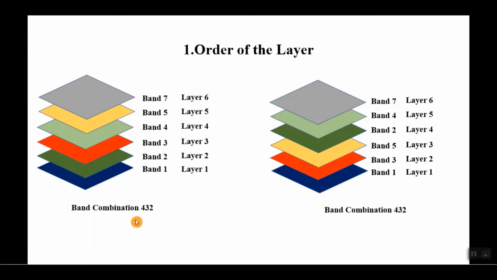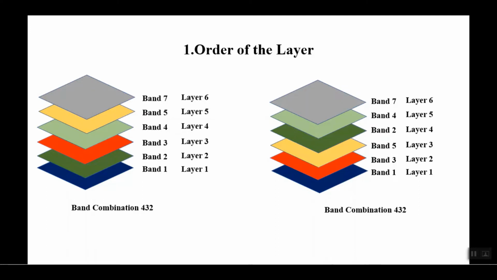For example, I apply the band combination of 432 on both of these sets. What happens? It will pick band number 4 as layer 4, band number 3 as layer 3 and band number 2 as layer 2. But we see this: layer number 4 is band number 2, layer number 3 is band number 5 and layer number 2 is band number 3. So it's compulsory to have some record of the order in which you have stacked, otherwise you are unable to predict the order of the bands when applying different band combinations.